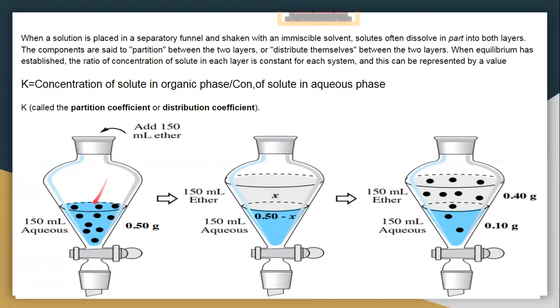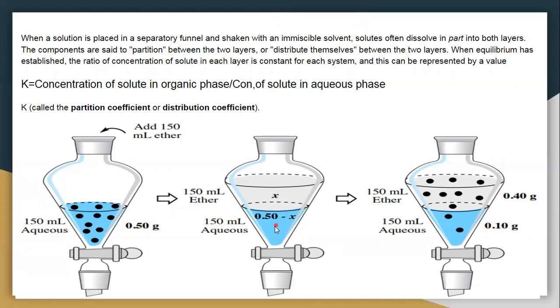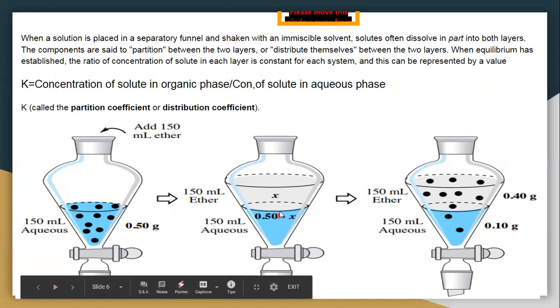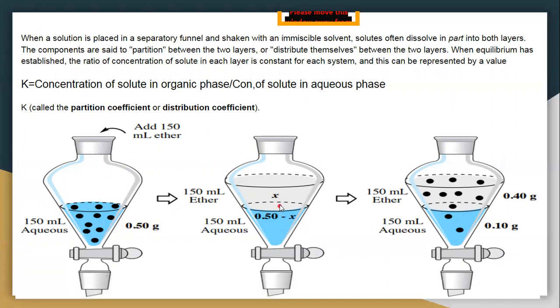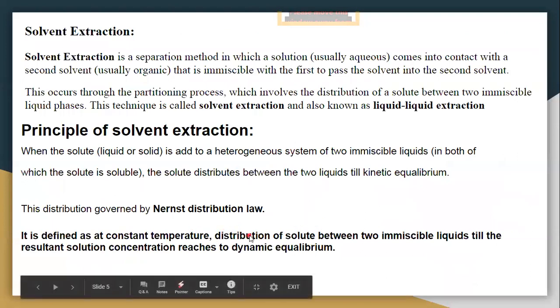After addition of this, we stir it and keep it aside for some time. Meanwhile, the distribution of solute takes place from the aqueous solution, the bottom phase, into the organic phase, the upper phase. And then after some time, dynamic equilibrium will be attained. After attaining dynamic equilibrium, the concentrations in these two solutions remain constant. So that is known as the distribution law also.